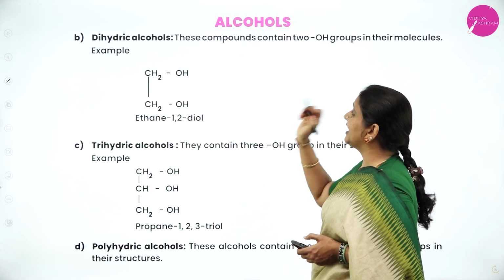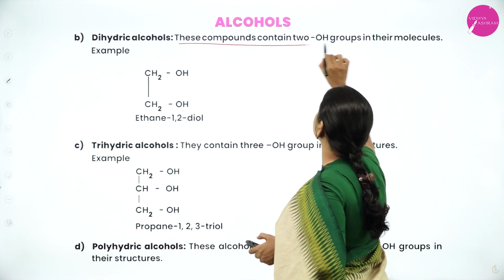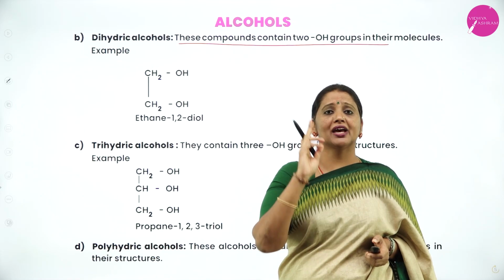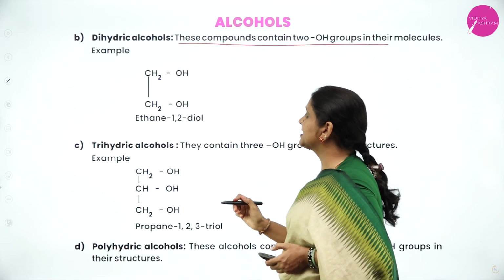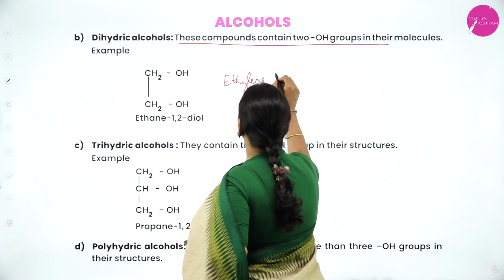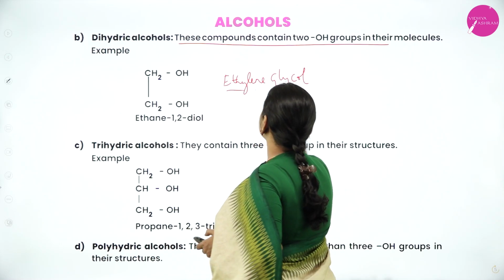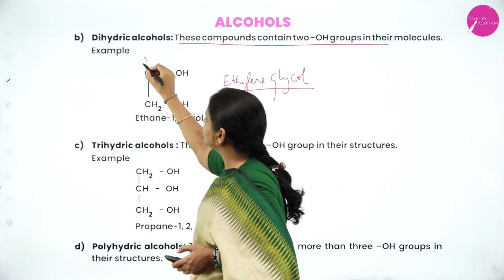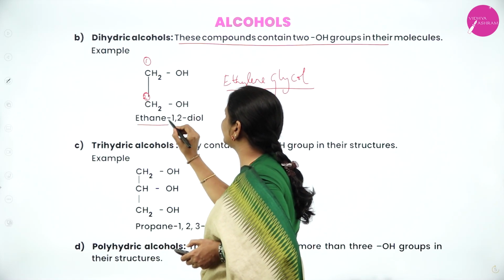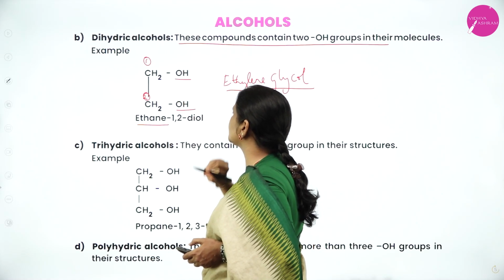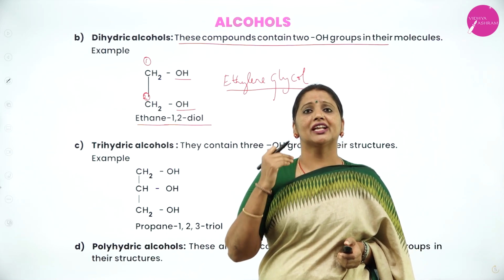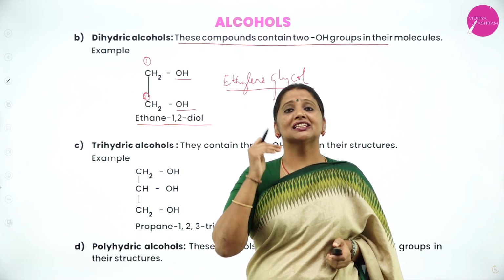Next, dihydric alcohols. These compounds contain how many OH groups? When an alcohol contains two OH groups, it is called a dihydric alcohol. An example of dihydric alcohol is ethylene glycol. Ethylene glycol is its trivial name. For the IUPAC name, if I number this as the first carbon and this as the second carbon, two carbon atoms are there, therefore it is known as ethane. And at the first and second positions there is an OH group, so ethane-1,2-diol, and its trivial name is ethylene glycol.